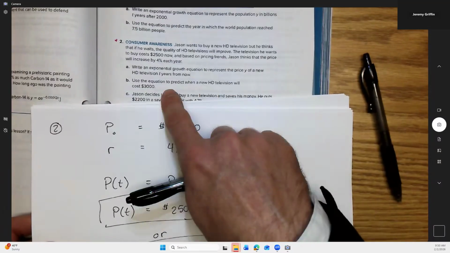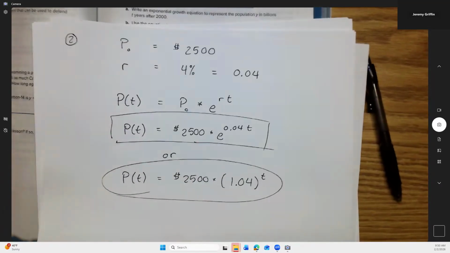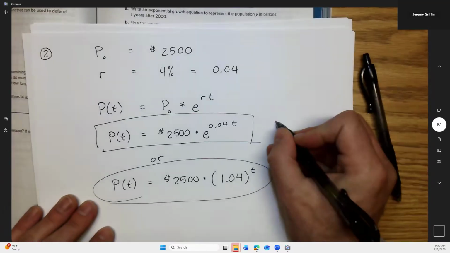When will the television cost $3,000? Let's try it with each interpretation and see how much time it takes. It should be a very, very similar answer, but maybe slightly different. So here's continuous.